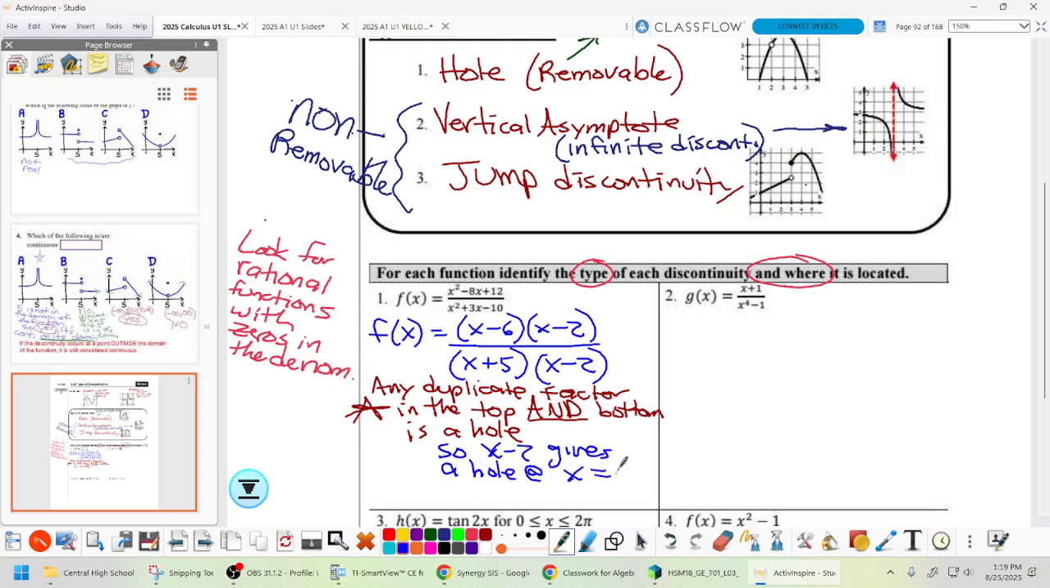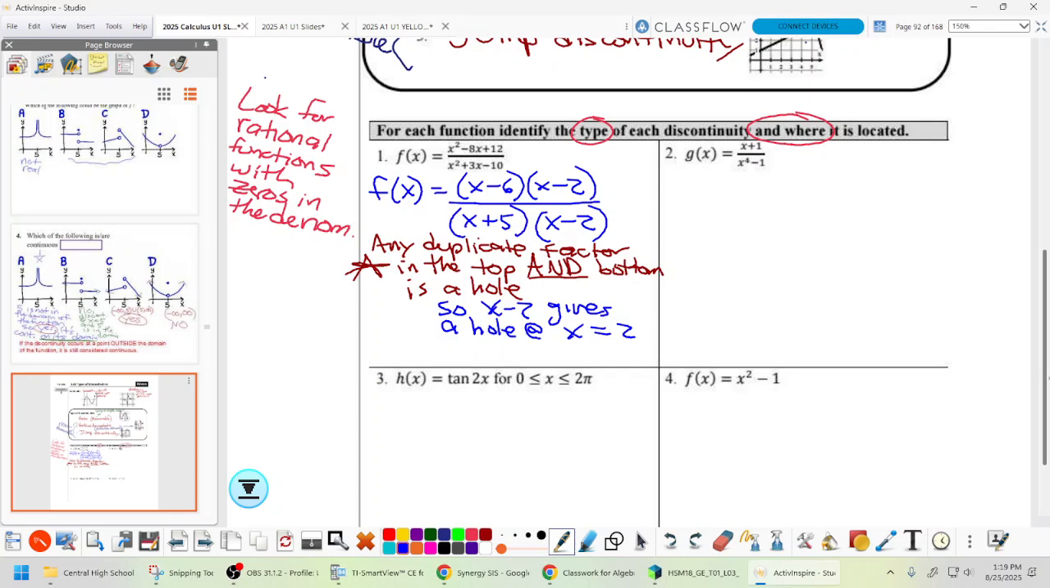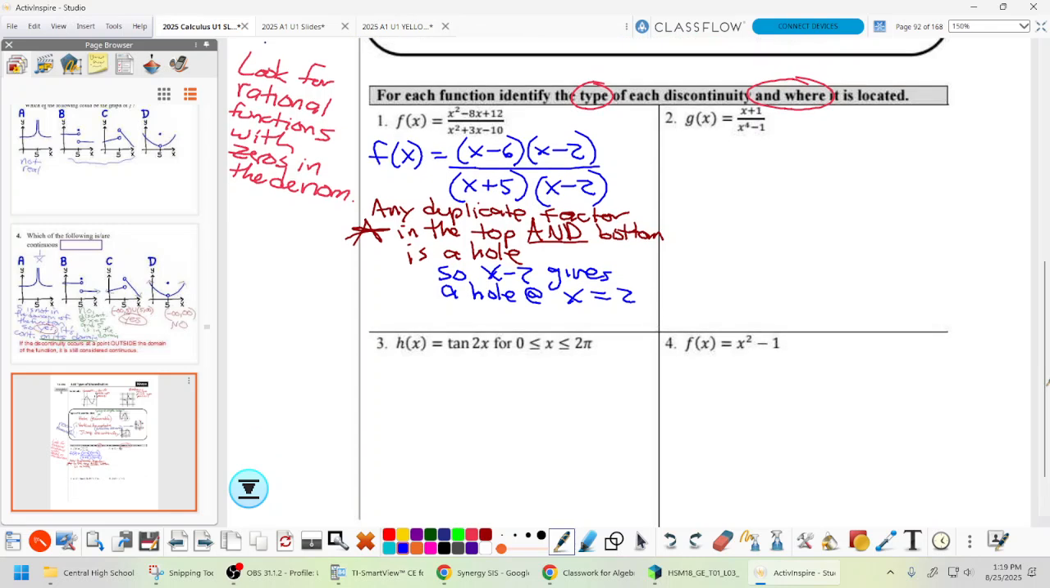at x equals 2. What did we do to get the 2 from the x minus 2? Just solve the 0, right? So x minus 2 equals 0. Okay, so we have a hole. Is that removable or non-removable? That's removable.